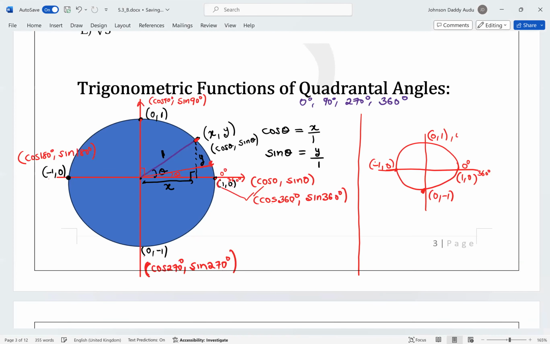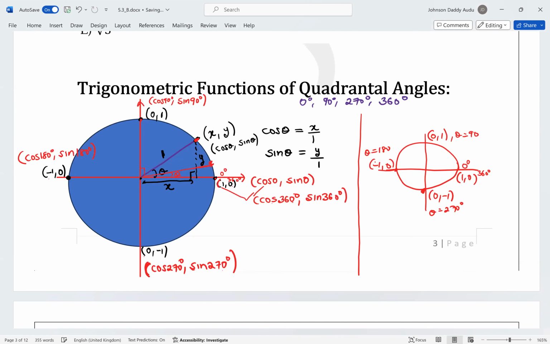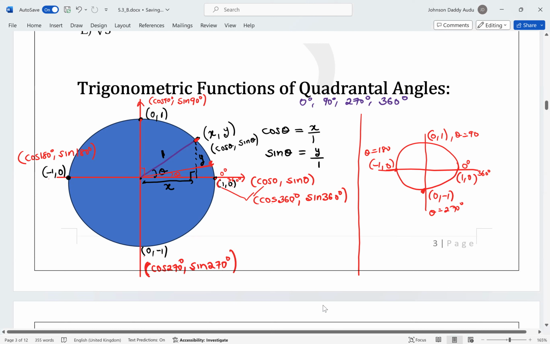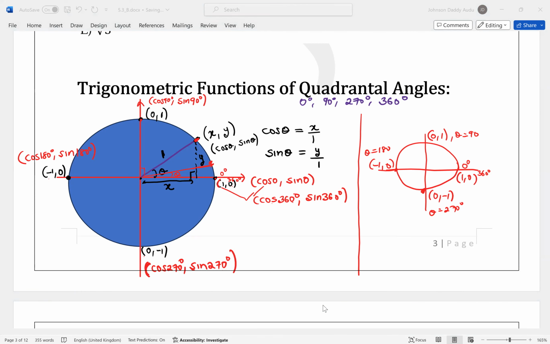Here, theta is going to be 90. When you are here, theta is 180. And here, theta is what? 270 degrees. And you can always generate this trigonometry for quadrantals.